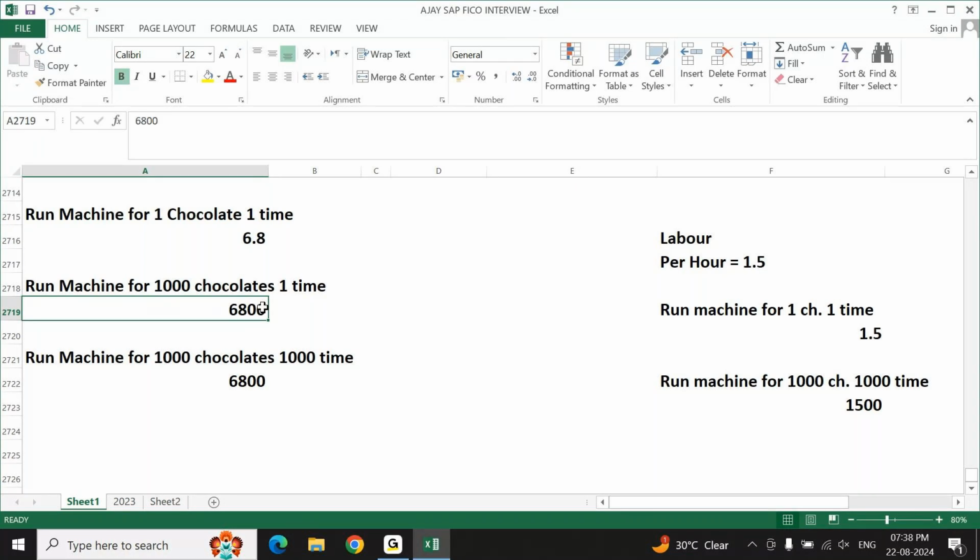The confusion is in statement 2 and 3: 1000 chocolates one time, and 1000 chocolates 1000 times. Correct, this is what we are getting. I have not changed it. Now it's okay.